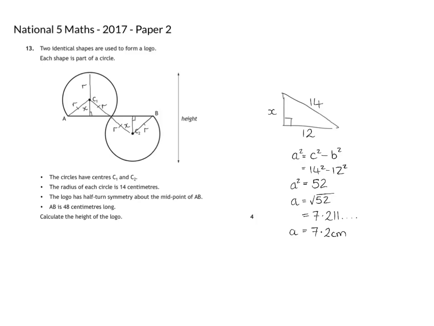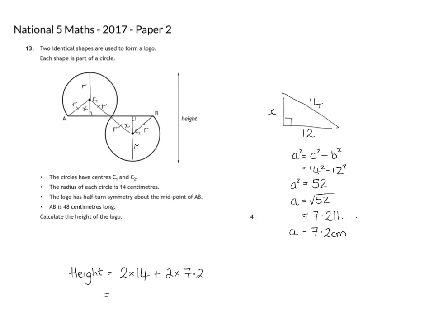So now the height is going to be equal to 2 times my radius, because I've got another radius in there. So it's a radius and an x and a radius. I know over there x has become a, but that's okay. Plus 2 times my 7.2.